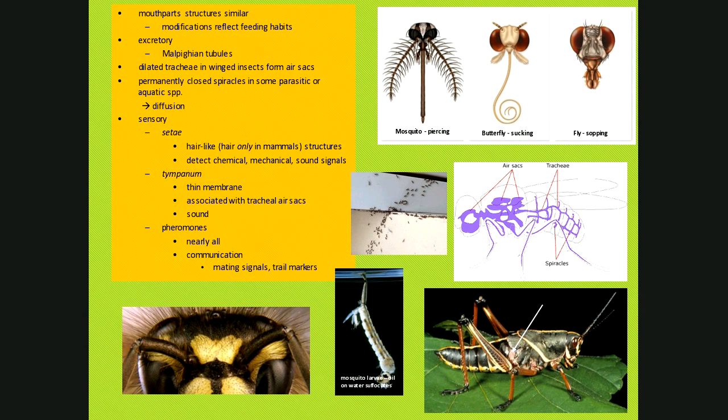Oh, I missed CD up at the top. CD are hair-like structures, okay? Hair-like because hair, again, is only in mammals. And these can detect chemical messages. They can be chemosensory, mechanical, brushing up against it.